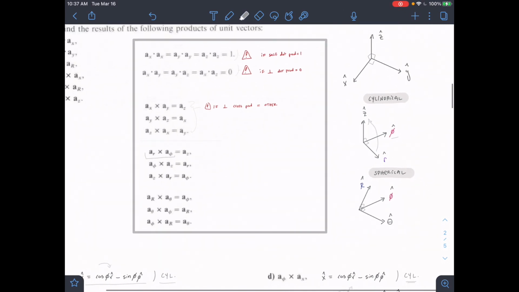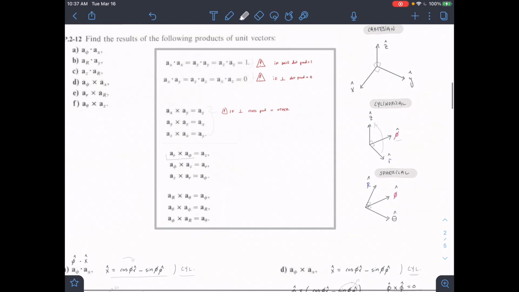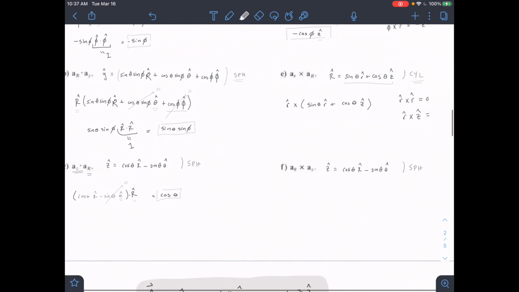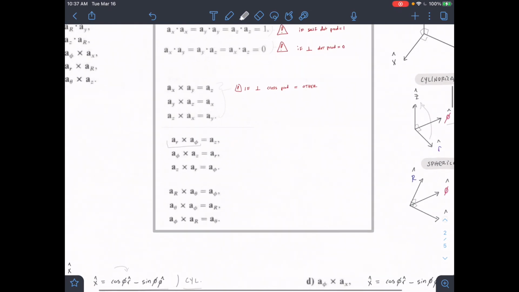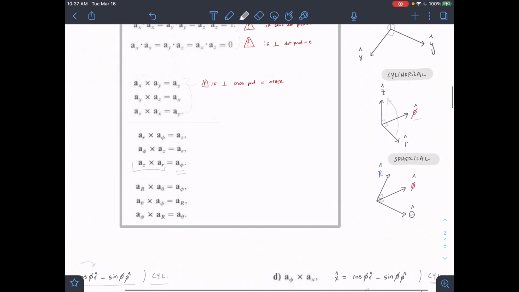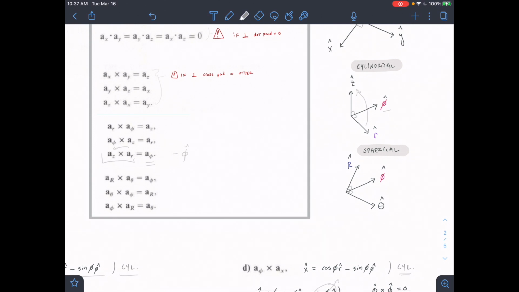Oh, sorry, oops, I did that wrong. Did I say r crossed with phi or r crossed with z? Yes, r crossed with z, sorry. R crossed with z, this guy. Okay, so z crossed with r is positive phi, but because we're swapping them, it's going to be negative phi hat, okay? And we can visualize it over here. So right-hand rule, it would be negative phi, right? Okay.